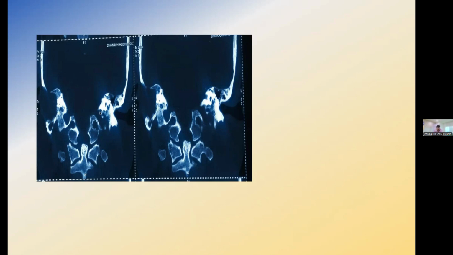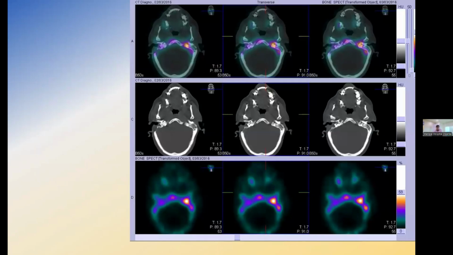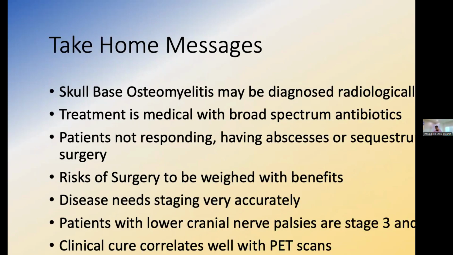And he came back with other side lower cranial nerve palsies. So an elderly patient who had many comorbidities, uncontrolled diabetes, CKD. This patient, we did not surgically intervene. I don't know whether we were right or wrong, and it was a case for medical treatment only, and the disease was crossing the midline. So there are some take-home messages.